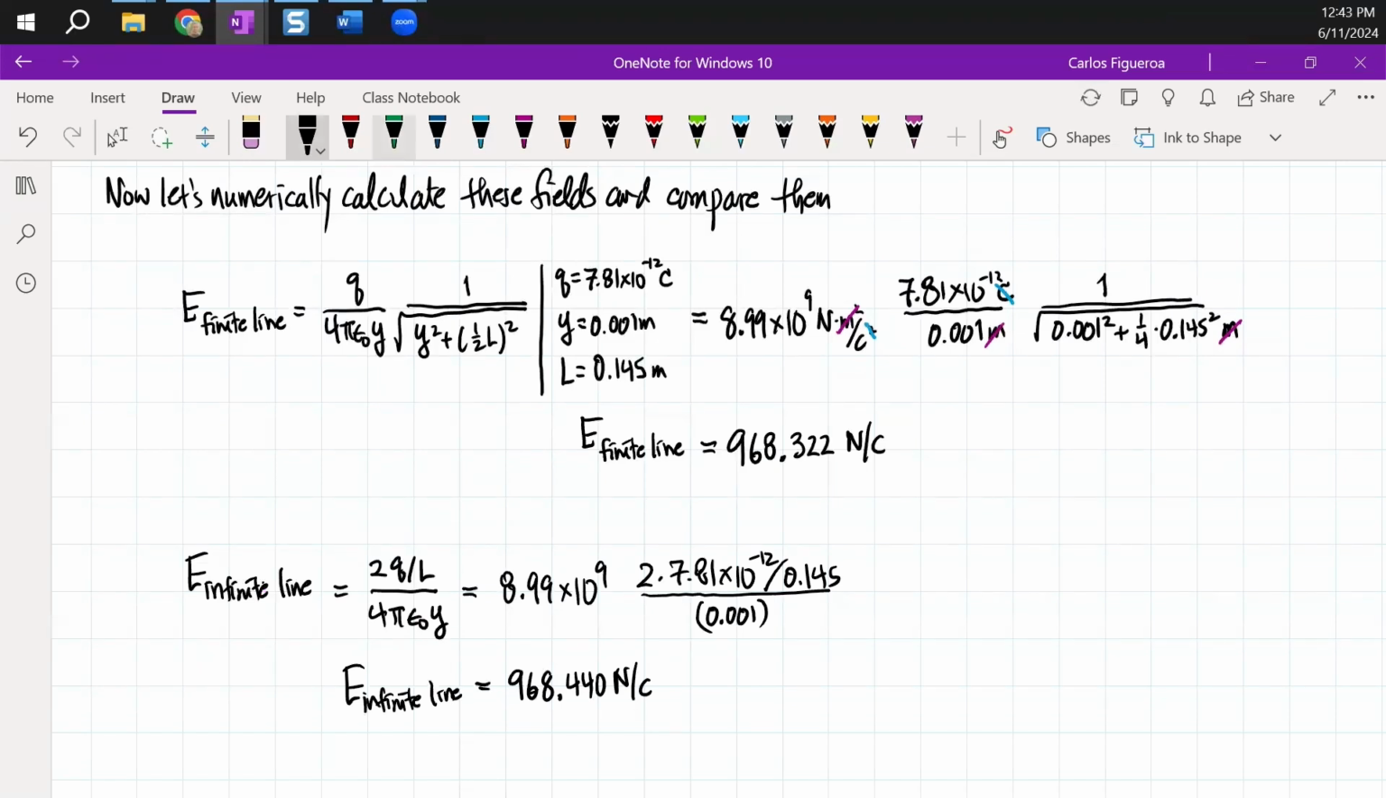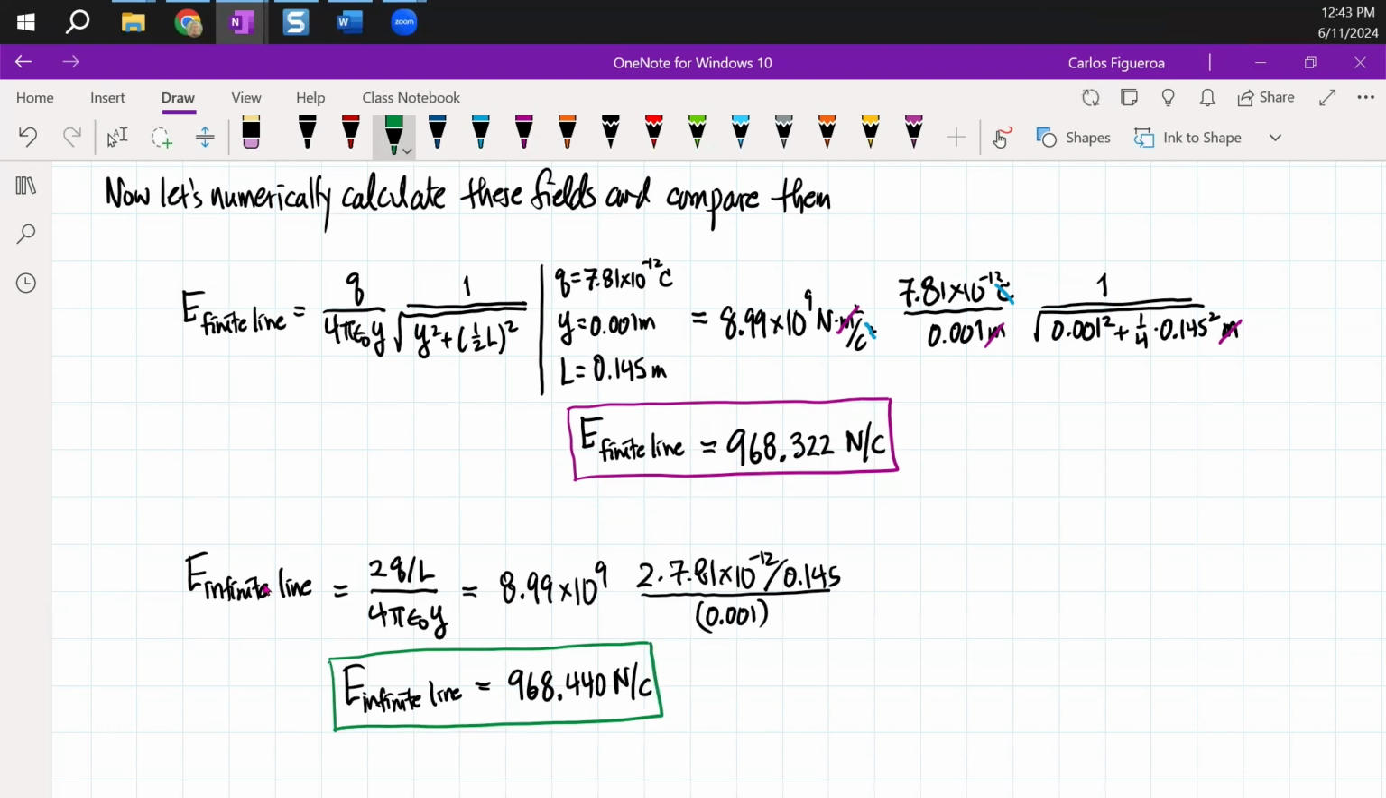So let's compare these results. This is what we actually integrated to get this one right here. And if I look at this one, I have this. Now, if I was to round properly, because I set my 1 over 4 pi epsilon, my k value, to 3 sig figs, so that's 8.99. So to 3 sig figs, you could see that they're exactly the same.